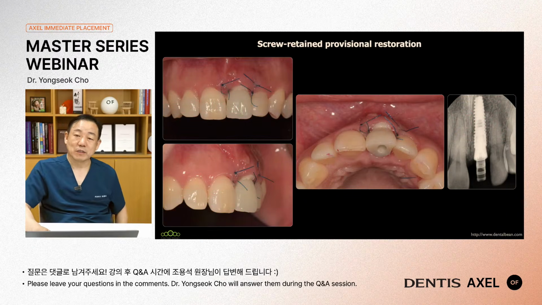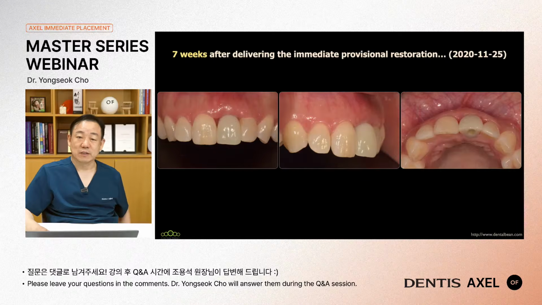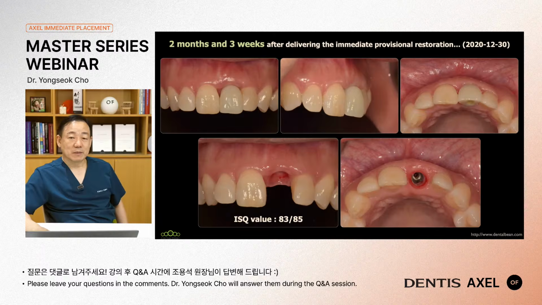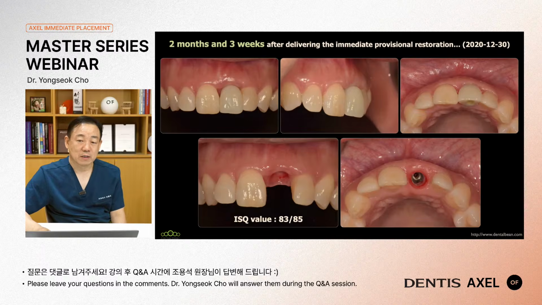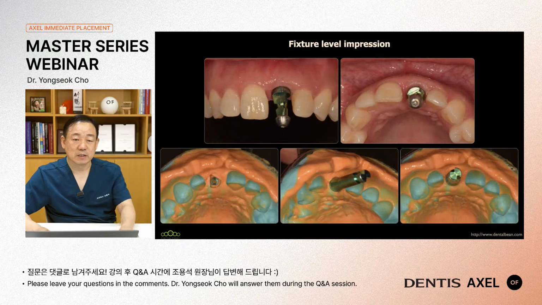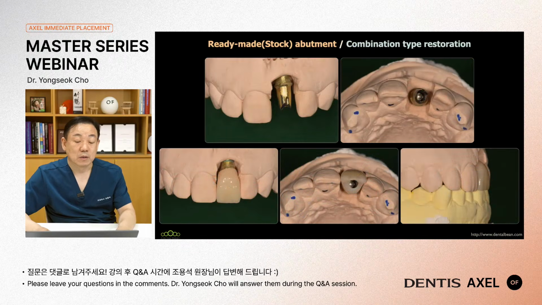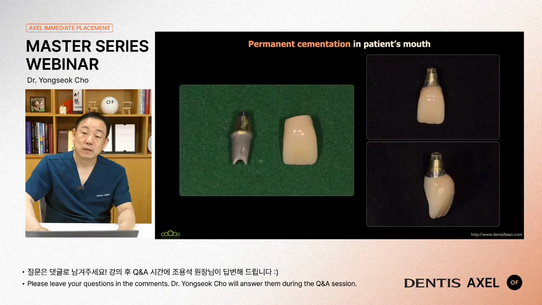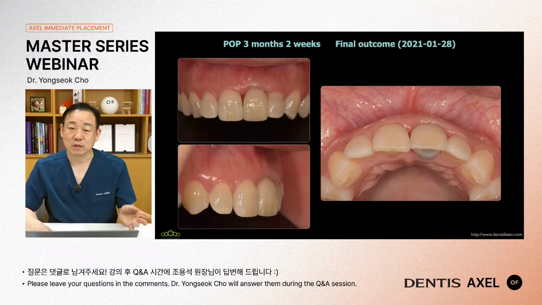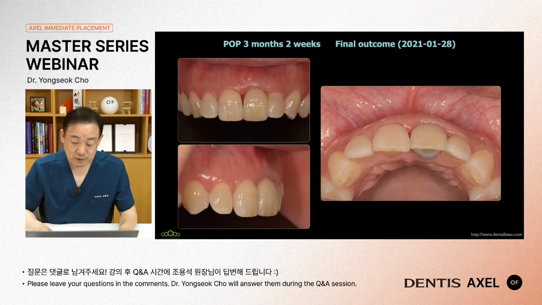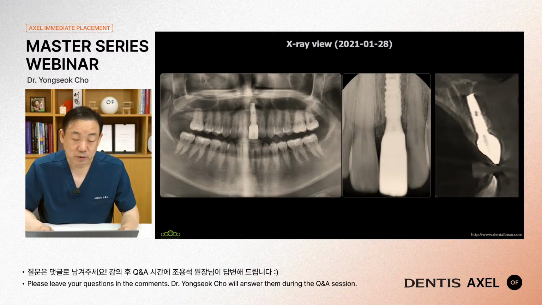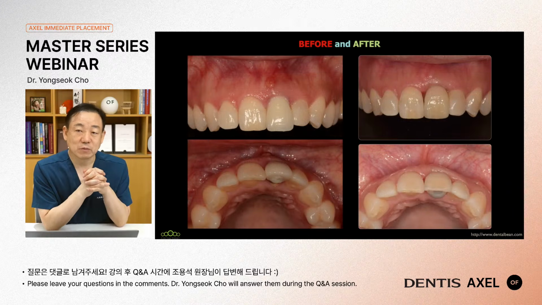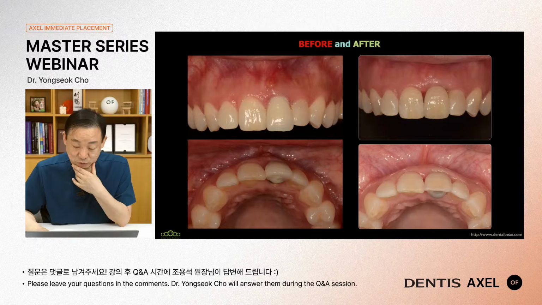Here, provisional restoration was delivered and maintained for 7 weeks. 3 months and 3 weeks after delivering the immediate provisional restoration, well-healed condition, so crown was made. Okay. Such a single crown delivered to patient. So this is a comparison of before the operation and after the restoration.